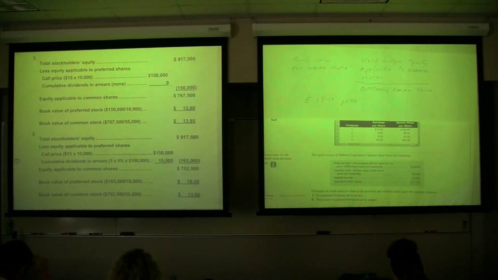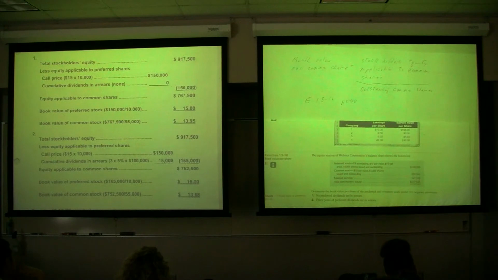Appreciate it. Why is it the first one you don't multiply 100,000 by 5%? Because they didn't have any arrears. On the last one, they have 3 years in arrears. And that came from right here.